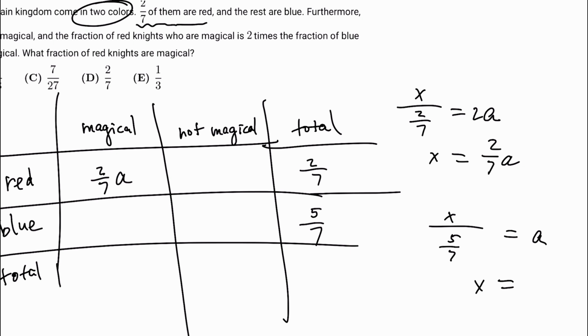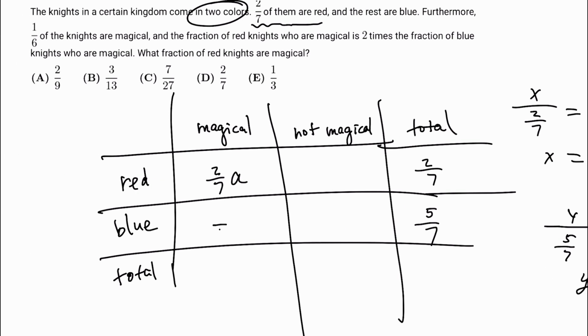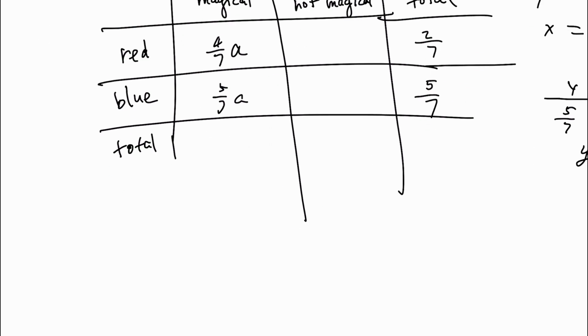So that wouldn't be x anymore because we already used the x variable. To avoid ambiguity, I would put this. So 7/5 a. So that would be 7/5 a, and over here, this is going to be 4/7 a. What fraction of red knights are magical?